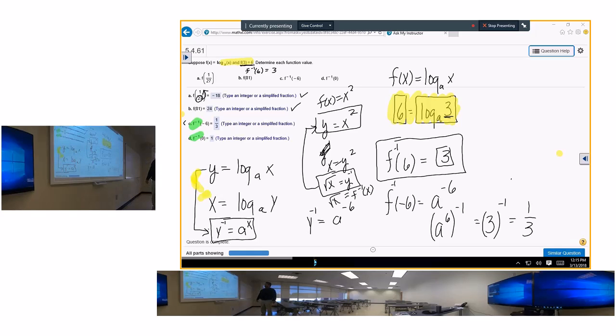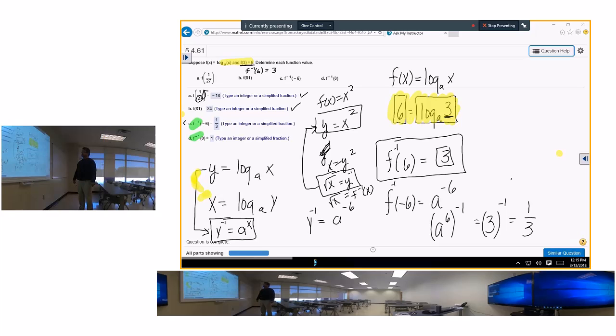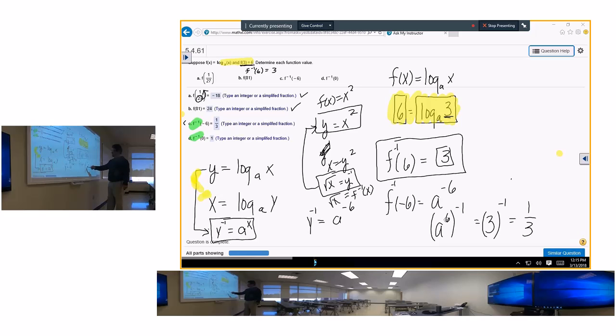And if I plug in, I can change the a to the negative 6. I can change that to a to the 6. Well, a to the 6 is equal to 3.